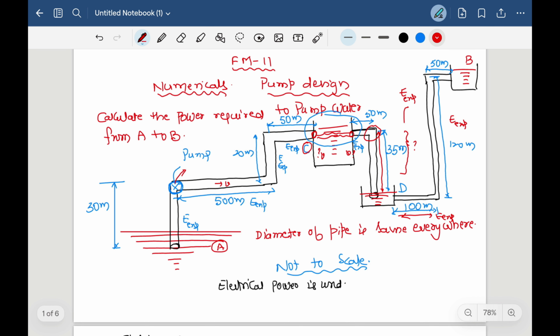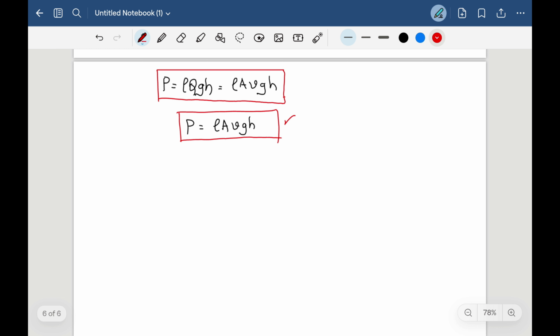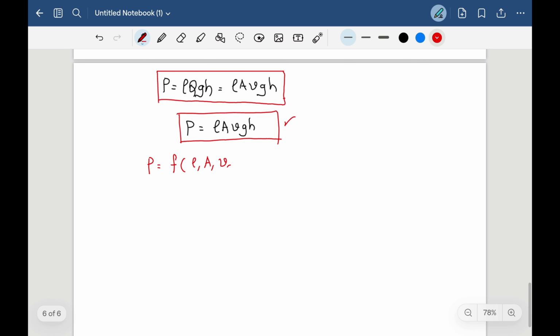That means a pump design is a function of, just please understand this, pump design, the power required for a pump to pump something is a function of rho of the fluid, area of cross section, velocity of the fluid in the pipeline, then G, then height of flow and geometry of the setup.